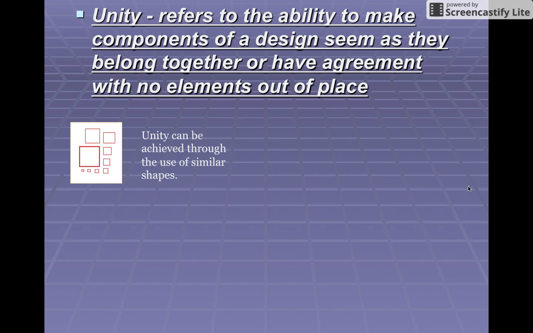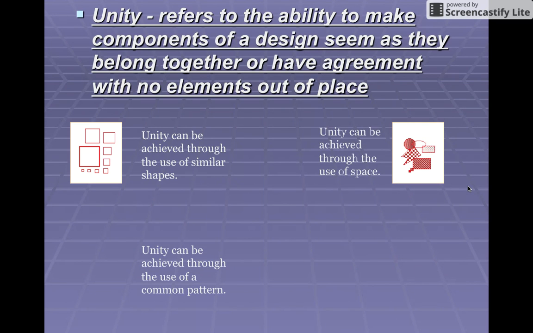So first, it can be achieved through similar shape. So they're all different sizes, but they're all squares. So they look as if they belong together. Our brain naturally thinks they go together. Second, we have through the use of space. So all different shapes, but now since they're overlapping, if things start to overlap, our brain automatically tries to group them together. So we see them as one group and we have that unity between the shapes.